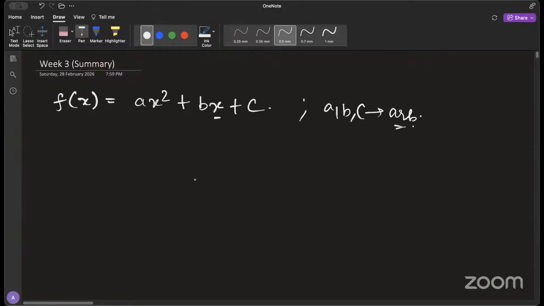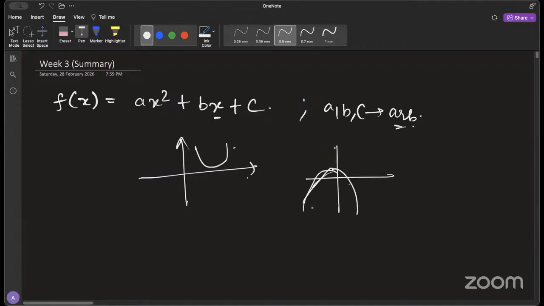And what does your function look like on the xy axis? If this is your xy axis, then your function looks like this, or like this. This is what a quadratic function looks like.